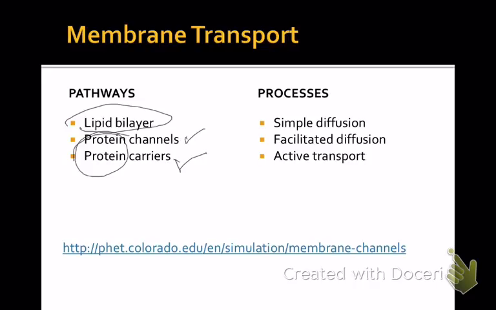And then our processes include diffusion and active transport. And we have two kinds of diffusion. We have simple and we have facilitated diffusion.